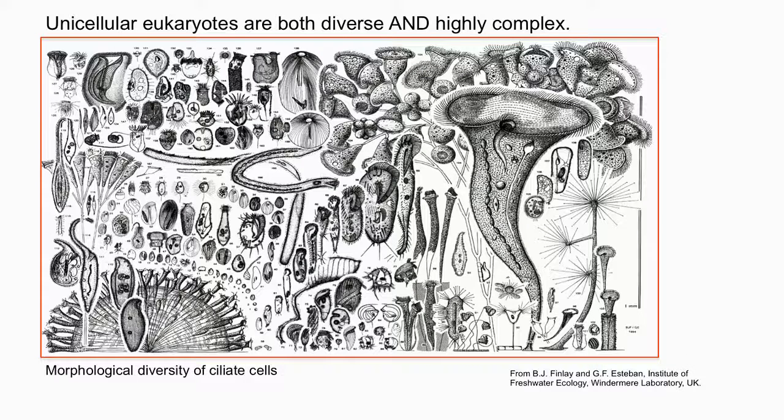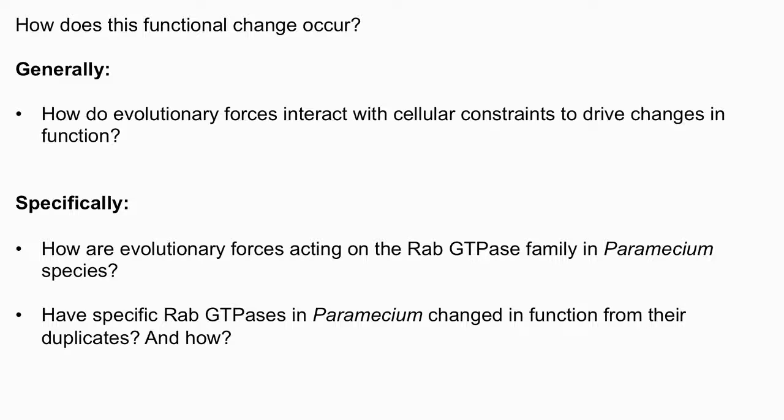Okay. So I think Marcella showed this earlier, but it's such a fun image. Unicellular eukaryotes are both diverse and highly complex. Shown here is a visual atlas of just some ciliate cells drawn to scale, and you can see that ciliates are both diverse and morphologically complex. What I'm really interested in, in general, is how evolutionary forces interact with subcellular and cellular constraints to drive changes in function that lead to these changes between cells and the complexity that arises in cells.